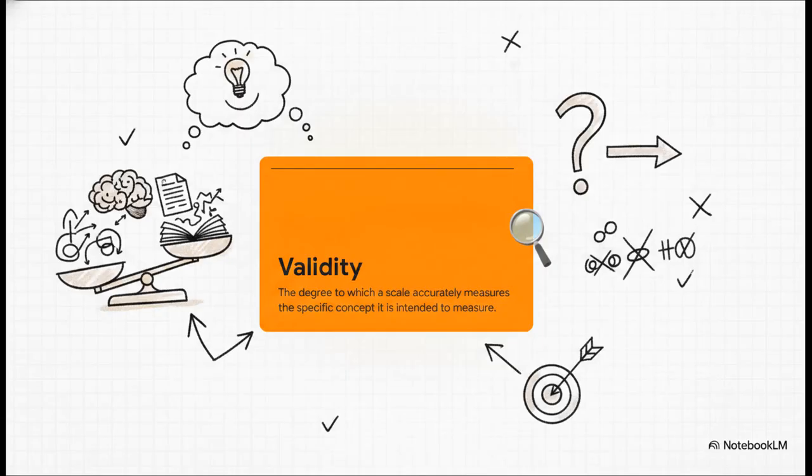But here's the catch, and it's a big one. A scale can be perfectly reliable and still be completely useless if it lacks our second pillar, validity. Validity is the ultimate benchmark. It's the degree to which a scale accurately measures the specific concept it is actually intended to measure. It ensures your data means something. Think about it. If you are trying to test someone's emotional intelligence, but the complex wording of your survey means you're actually just testing their reading comprehension, your test is invalid. You missed the target entirely.